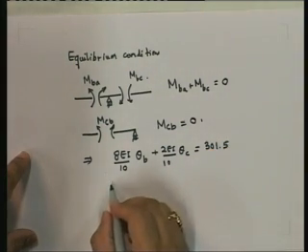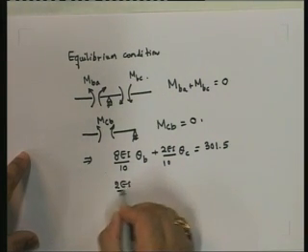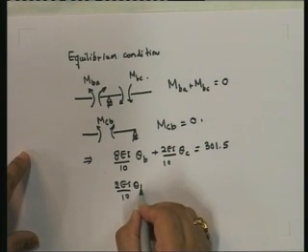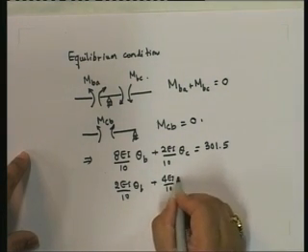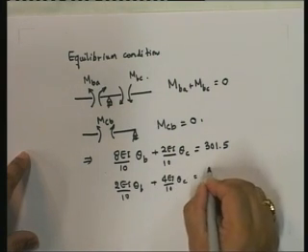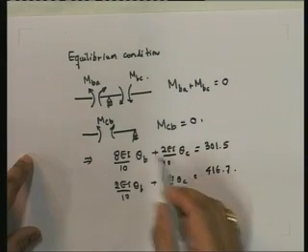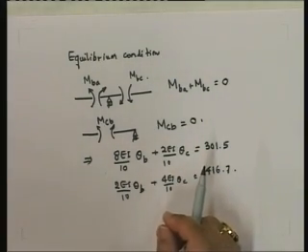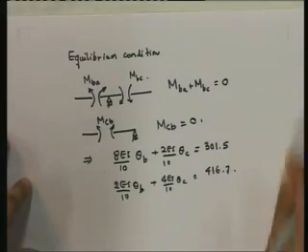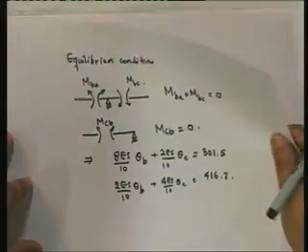Okay, and the other equation is 2EI/10 θB plus 4EI/10 θC is equal to 416.6. So I have two equations in θB and θC, and I can solve this. Well, the easiest way to solve this is by writing it in matrix form.